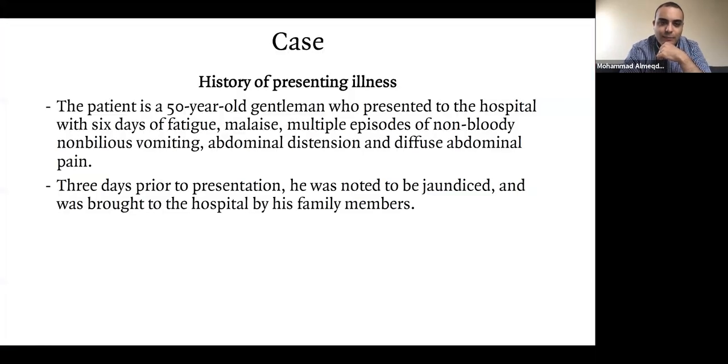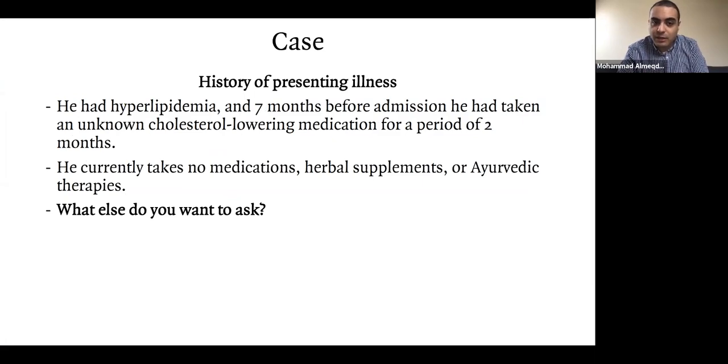Okay. So I'm going to start with a case. It's more of a complicated case, but we can go over it. The patient is a 50-year-old guy. He presents to the hospital with 6 days of fatigue, malaise, multiple episodes of non-bloody, non-bilious vomiting, and abdominal distension with diffuse abdominal pain. 3 days prior to his presentation, he was noted to be jaundiced, and so was brought into the hospital by his family members. He had hyperlipidemia, and 7 months prior to that admission, he had taken an unknown cholesterol-lowering medication for a period of 2 months. He currently takes no other medications, no herbal supplements, no over-the-counter alternative medicine.